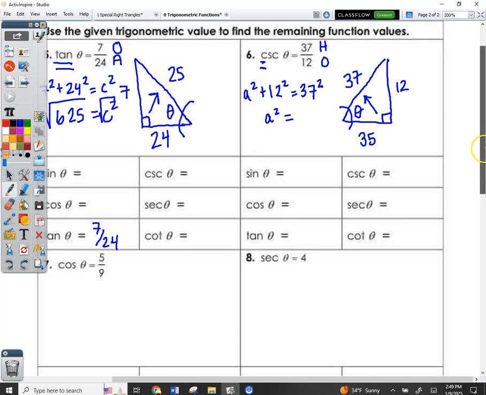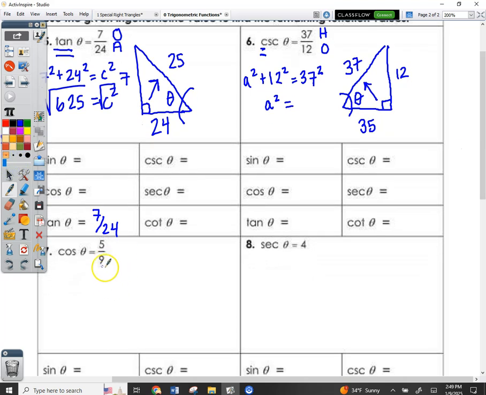Let's look at 7. I don't think 7 ends up being pretty. So this is cosine. That's adjacent over hypotenuse. So adjacent is 5. Hypotenuse is 9. Find that missing leg.